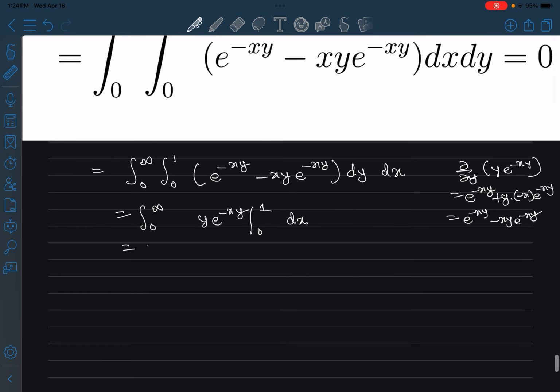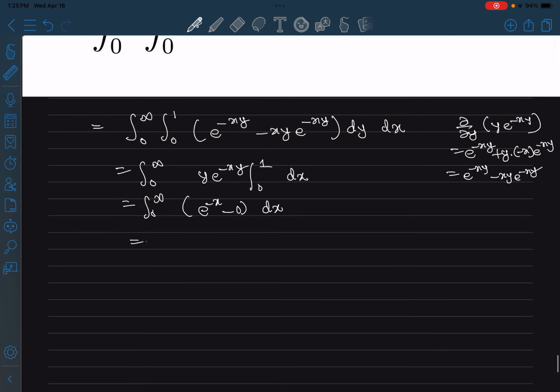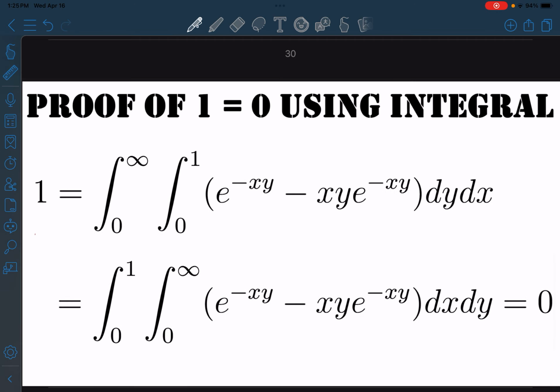Now, if we just evaluate at the different numbers, we get e to the power negative x minus 0 dx. Now this one is easy, just an exponential integral, which gives us e to the power negative x by negative 1 from 0 to infinity. And that's 0 minus 1 over negative 1, which is 1. So we see that the first one gave us 1.